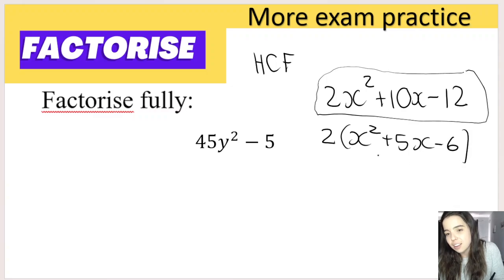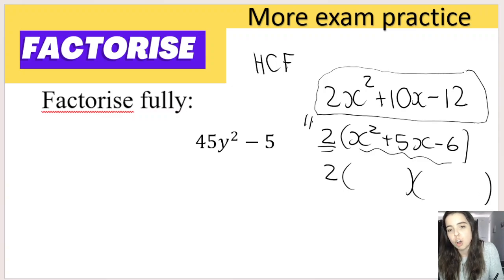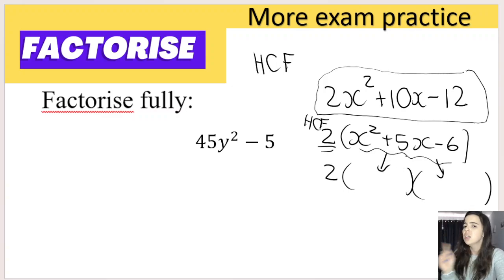And then you would do a trinomial. So your complete and final answer would have a 2 on the outside because you would have to take the highest common factor out first, and then this you would do a trinomial and it would give you 2 brackets. I hope that makes sense. If you want me to do more like that, please let me know in the comments below.